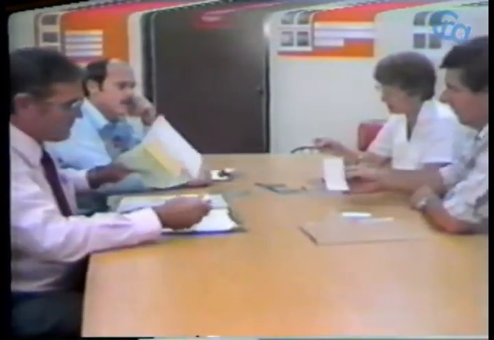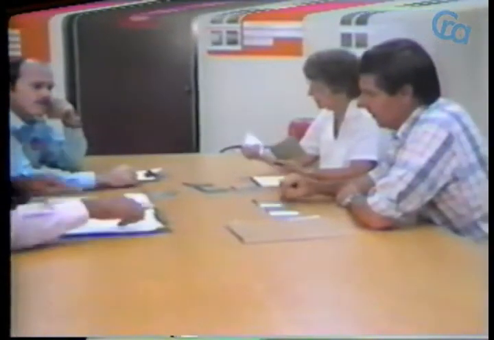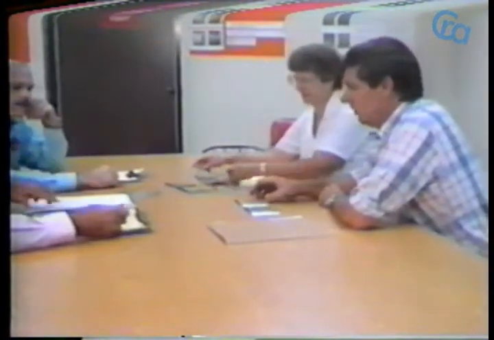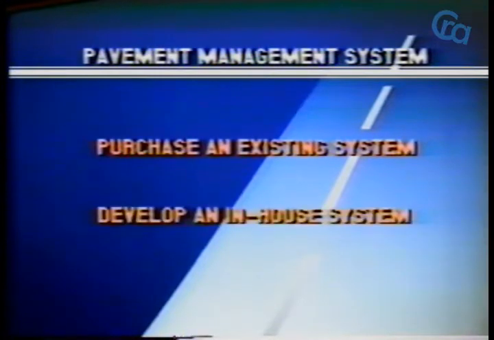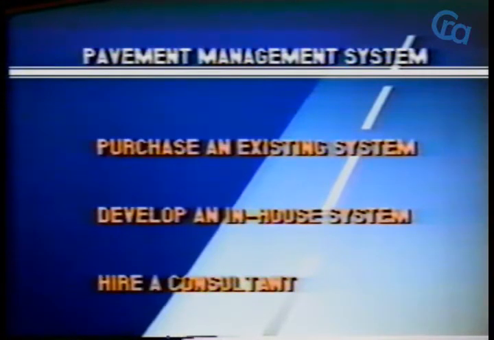A local highway agency interested in implementing a pavement management system has 3 basic options. An existing pavement management system can be purchased, usually for a nominal fee. Depending on the size and sophistication of the highway agency, a system can be developed in-house. Alternatively, a consultant may be hired to implement a pavement management system. There are advantages and disadvantages to all 3 approaches.